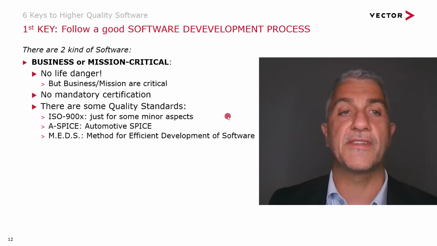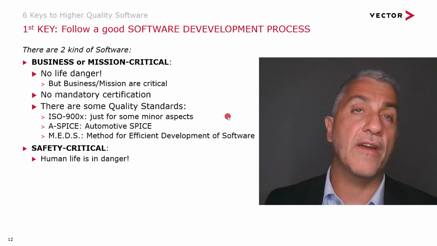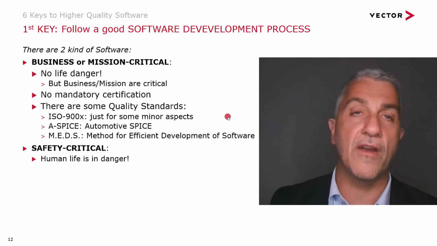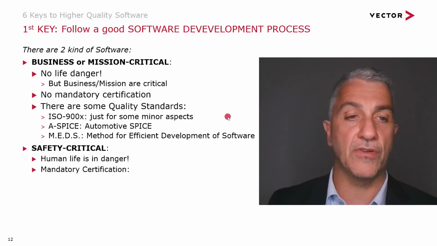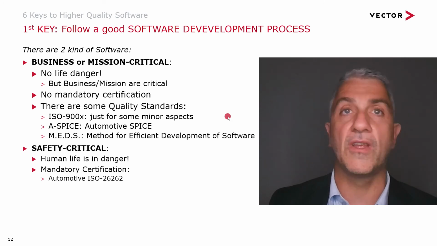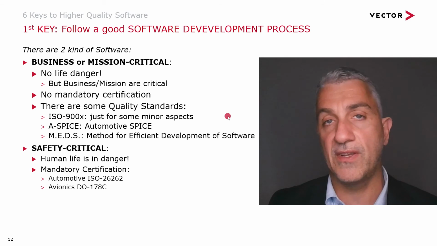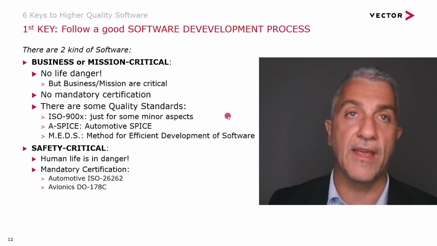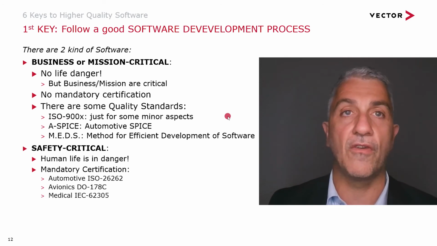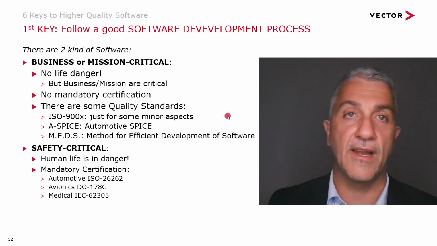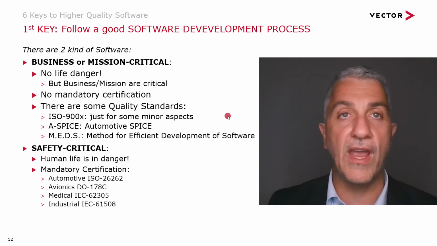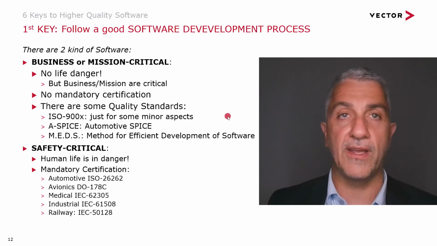And then there is safety critical software, where human life is in danger, where you have a mandatory certification. For example, automotive ISO 26262, avionics DO-178C, medical IEC 62304, industrial IEC 61508, and railway EN 50128.